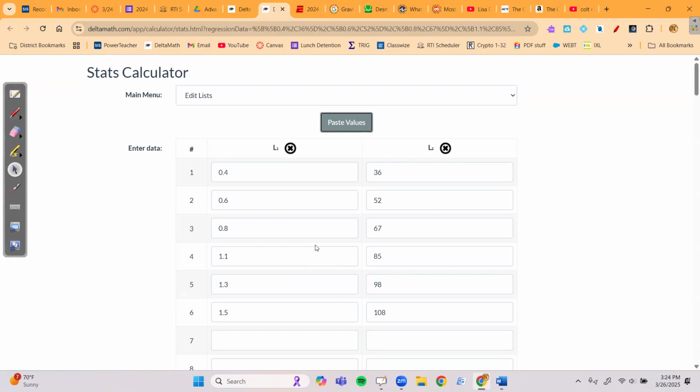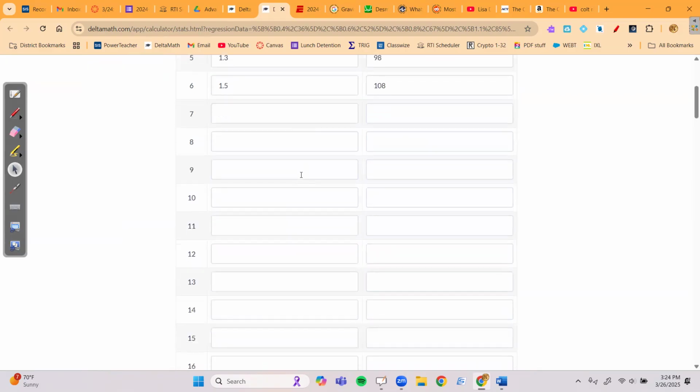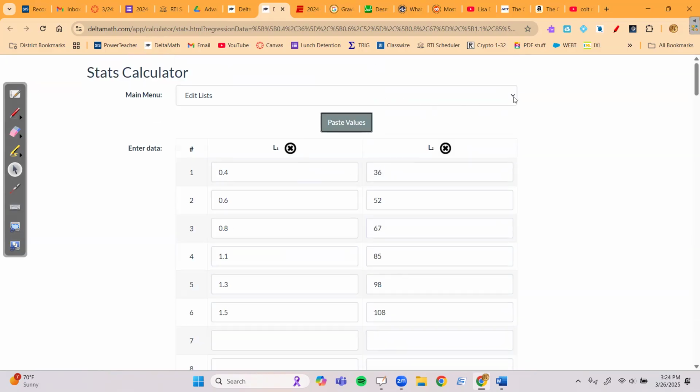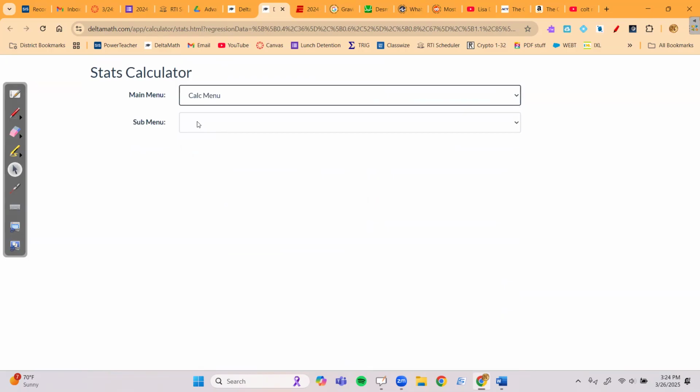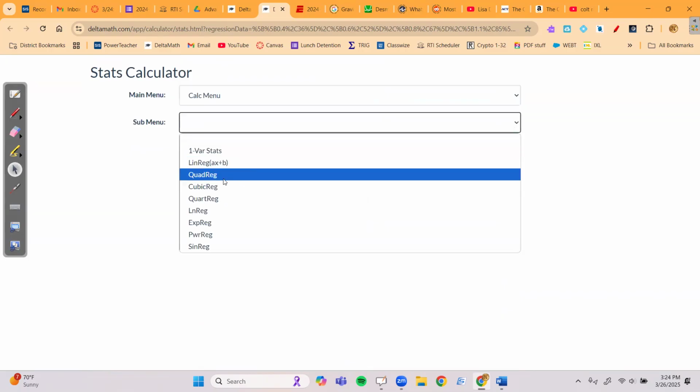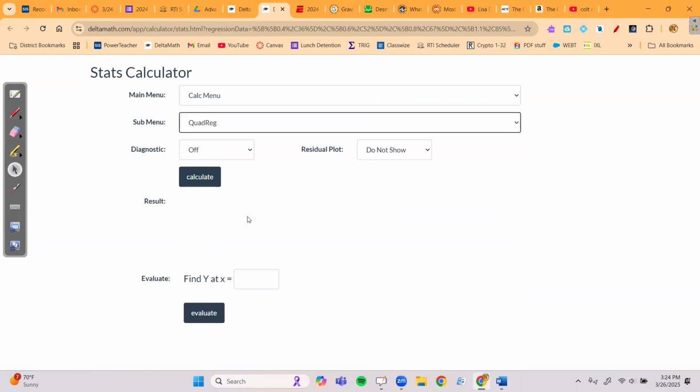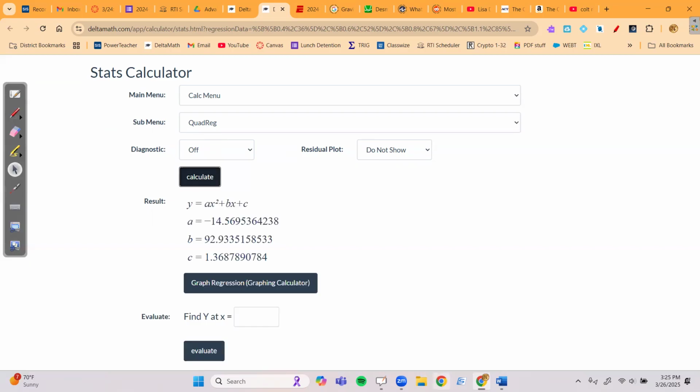Everybody okay so far? What we're going to do at this point is go up to the top to the calc menu again, and choose from the submenu quadratic regression. The calculator is going to do its best, and I say best because it is not perfect. It's going to do its best to give us, mathematically, the best approximated equation of a parabola that represents these points, the 6 points or whatever were in the table. So I'm going to go to quadratic regression and hit calculate.